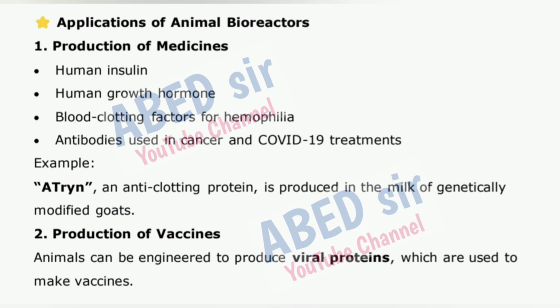Production of medicines: human insulin, human growth hormone, blood clotting factors for hemophilia, and antibodies used in cancer and COVID-19 treatments. Example: ATRYN, an anti-clotting protein, is produced in the milk of genetically modified goats. 2. Production of vaccines. Animals can be engineered to produce viral proteins, which are used to make vaccines.